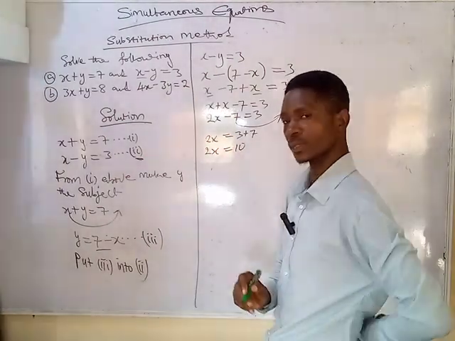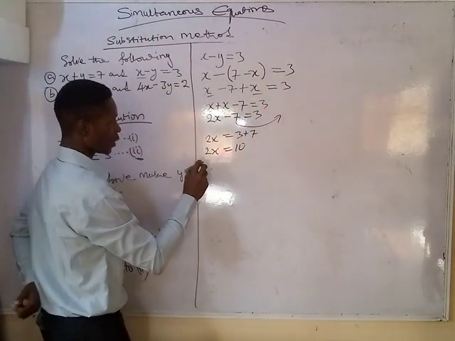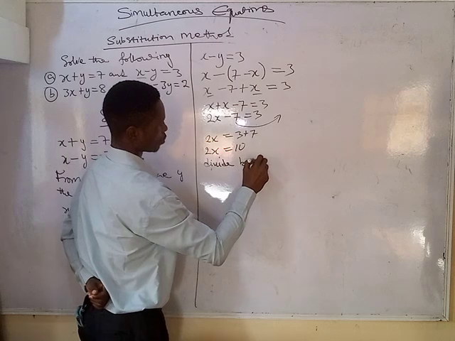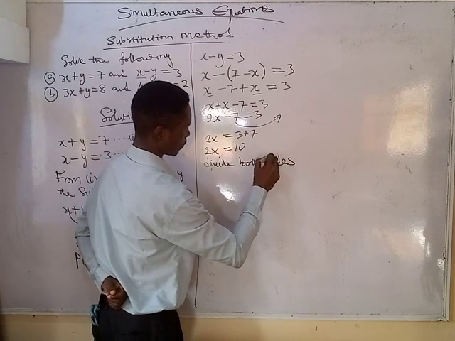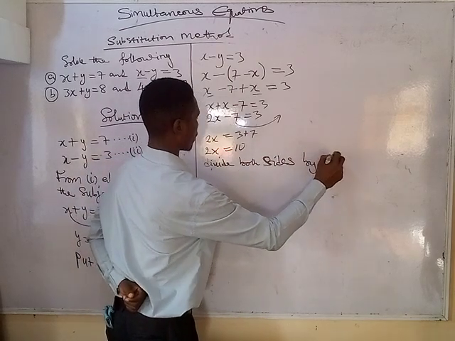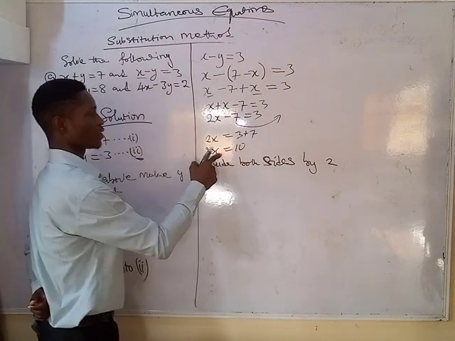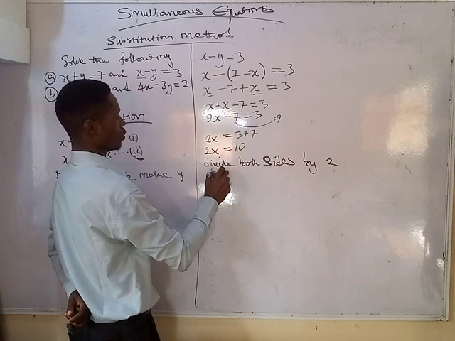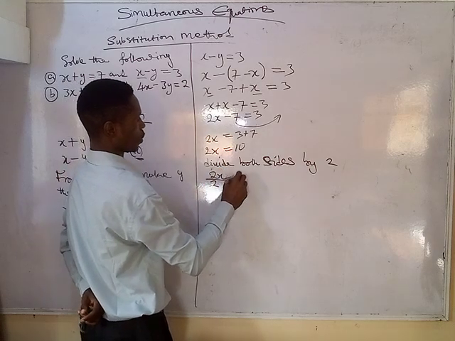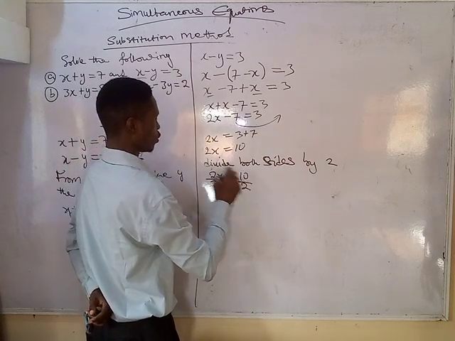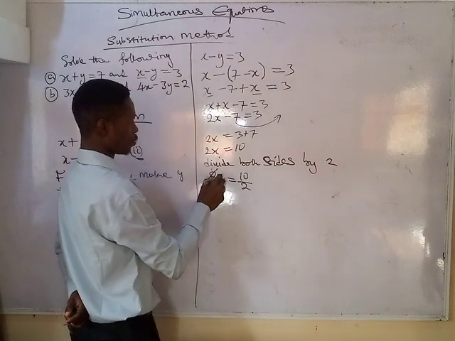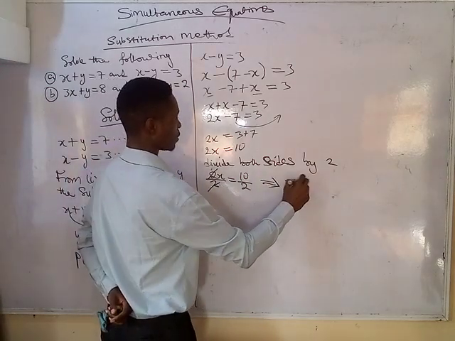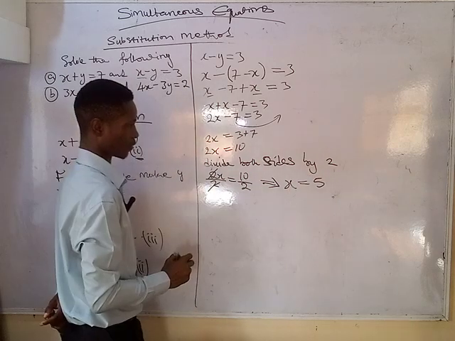So we say, divide both sides by 2, which is the coefficient of x, so that we can isolate x. So this becomes 2x over 2 equals 10 over 2. So 2 cancels out here. This implies that x is equal to 5.